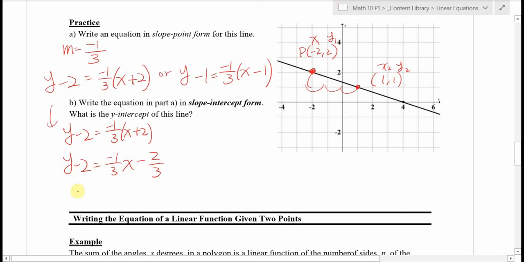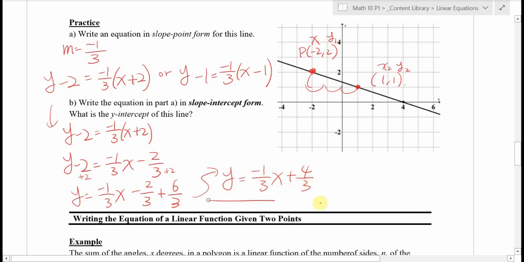Now we need to add 2 to both sides. Because the denominator here is a 3, if I want to add 2, 2 turns into 6 over 3, right? So you plus 2 here, plus 2 here. And therefore, your final answer would be y equals negative 1 over 3x plus 4 over 3. And that'll be your final answer. And again, if you work from here, you should get the same result. So what's the y-intercept? Well, the y-intercept is 4 over 3.